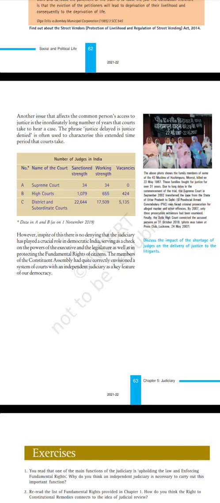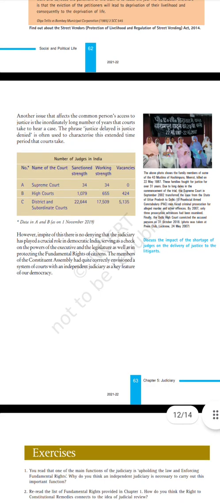However, in spite of this, there is no denying that the judiciary has played a crucial role in democratic India, serving as a check on the powers of the executive and the legislature as well as in protecting the fundamental rights of citizens. The members of the Constituent Assembly had quite correctly envisaged a system of courts with an independent judiciary as a key feature of our democracy.